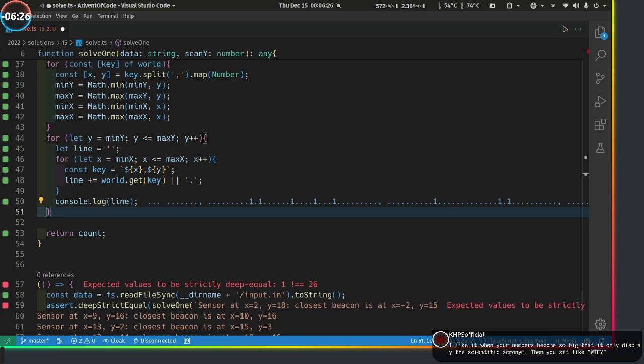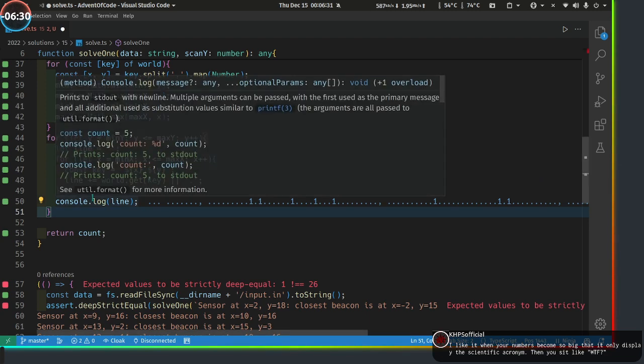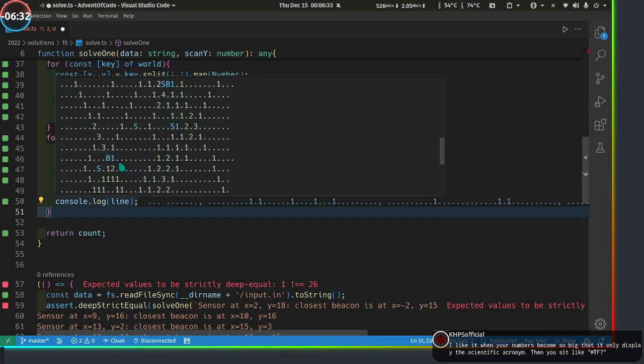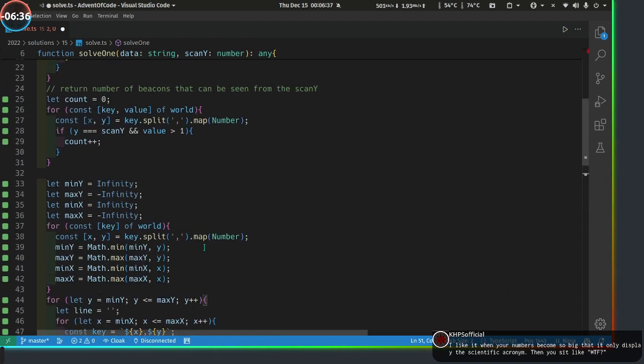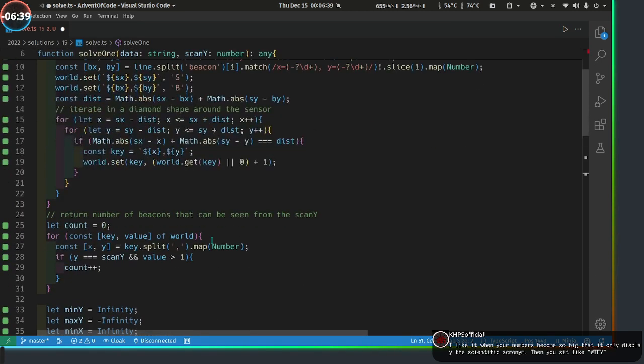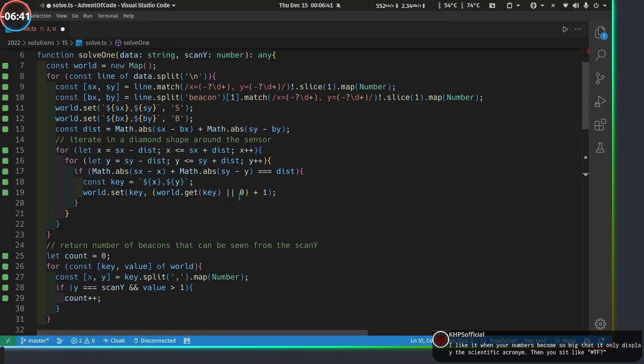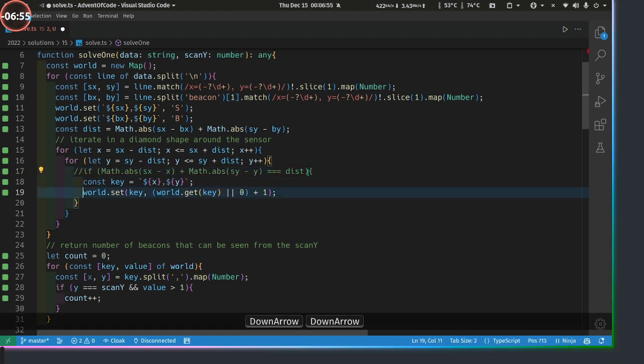Technology! Oh yeah, that's when you start getting the real stuff there, KHPS. Oh, look at that, I drew diamonds. Whoops, so yep, I did the wrong thing. Iterate in diamond shape around the center. So this is technically correct, but this isn't filling it in. Equals distance, that's not what we want to do. Goodbye.